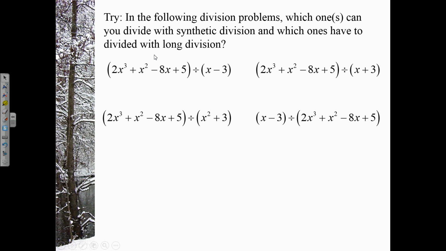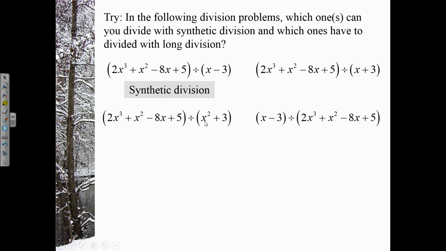So in these, I just want you to go through and say, could you use synthetic or would you have to use long division? So when you're deciding that, you're always basing it on what you're dividing by, this part. And this looks exactly like that format, x minus a. So yes, you can use synthetic division.